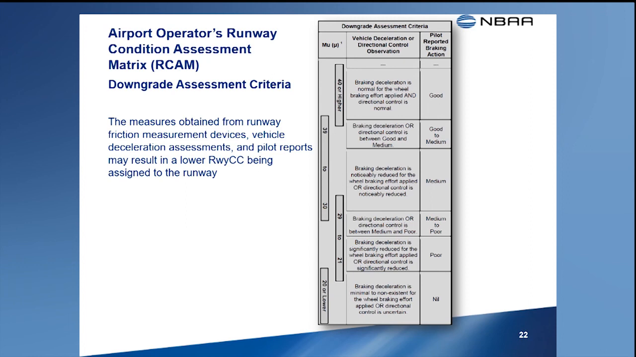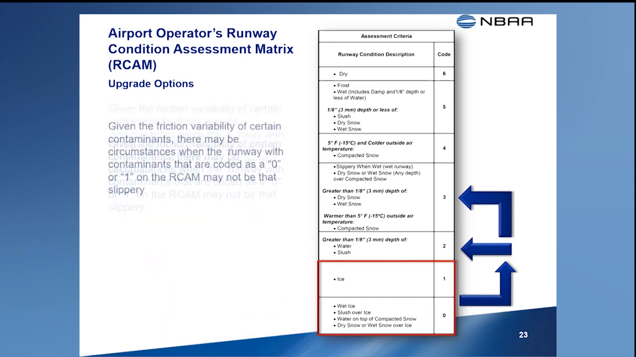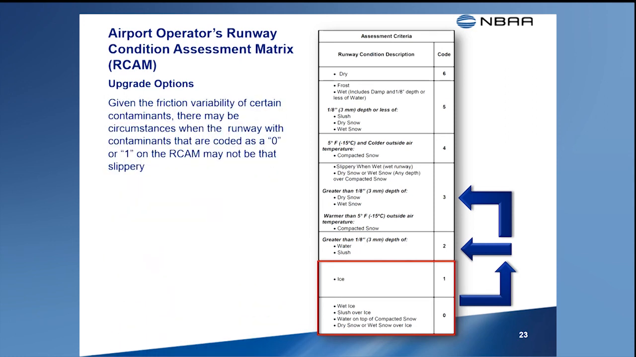Temperatures near or slightly above freezing may cause runway contaminants to behave more slippery than indicated by the runway condition code. At these temperatures, airport operators should exercise more awareness of runway conditions and should downgrade the runway condition code if supported by pilot braking action reports. Likewise, the runway may not be as slippery as the RCAM would seem to indicate for the observed contaminants. Because friction varies between certain contaminants, there might be circumstances when a runway that's assigned a code of 0 or 1 might not be as slippery.